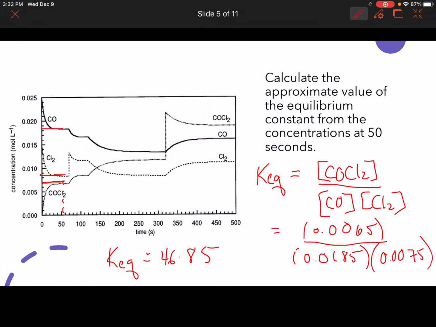And I'm not going to worry about sig figs here because it's hard to get exact values off the graph. So 46.85, just remember that there's no units for that, okay? So my equilibrium constant is 46.85.